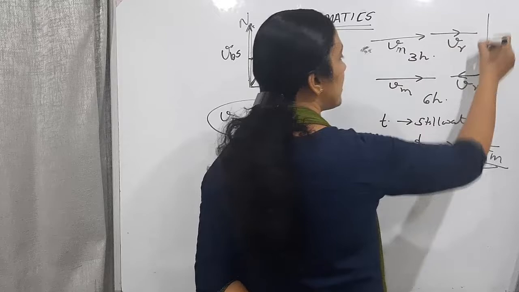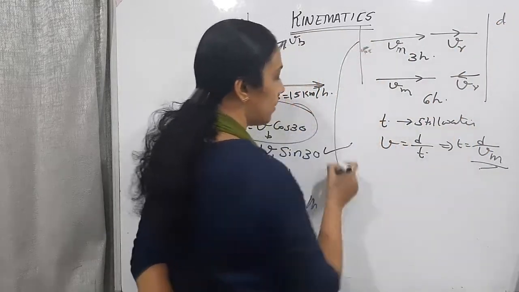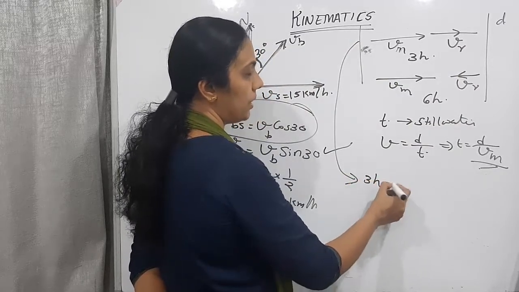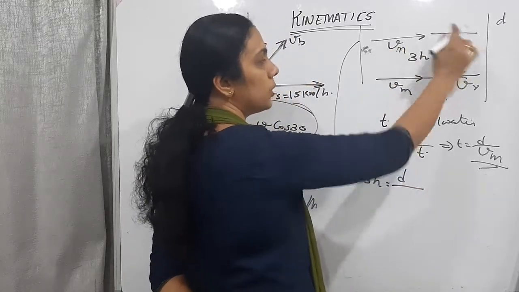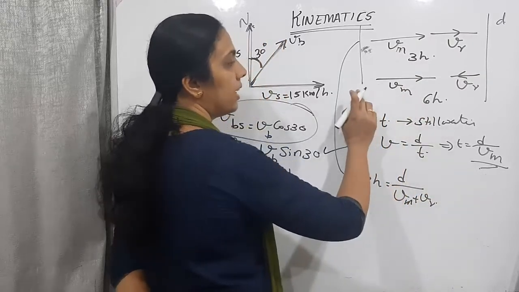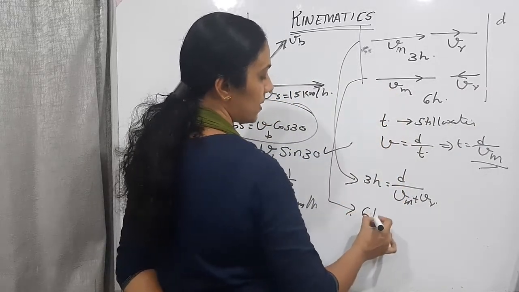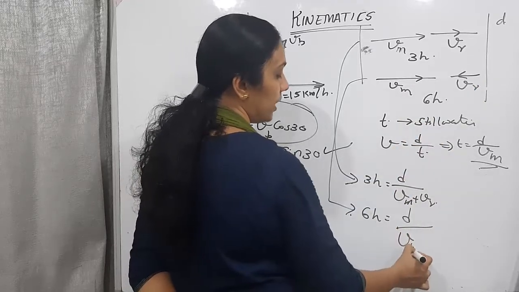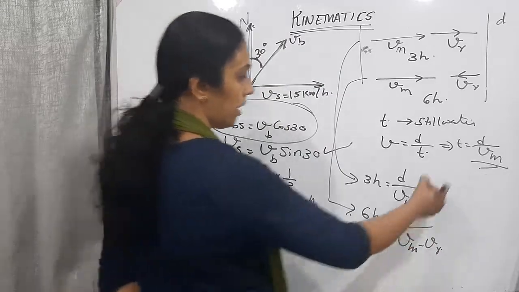Here, suppose this distance is d. Then from the first case, we can write time t1, 3 hours, will be equal to distance traveled divided by velocity. Since both are in the same direction, it will be Vm plus Vr. Next, in the second case, 6 hours is for the same distance but in the opposite direction. Therefore, Vm minus Vr. So how can we solve this?